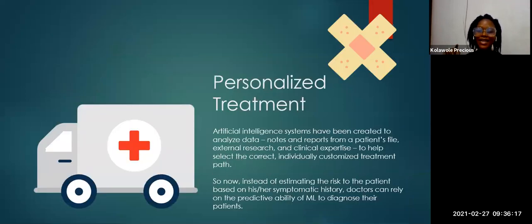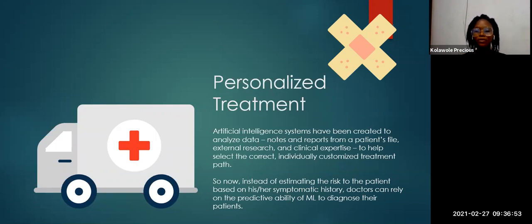Okay, this is personalized treatment. We'll be talking about how machine learning has impacted personalized treatment. We know that artificial intelligence systems have been created to analyze data, visualize data, and make predictions. They'll be able to note and report from patient files, even more than what clinical expertise is capable of doing. And then it will help in selecting the correct and individually customized treatment path for each patient.